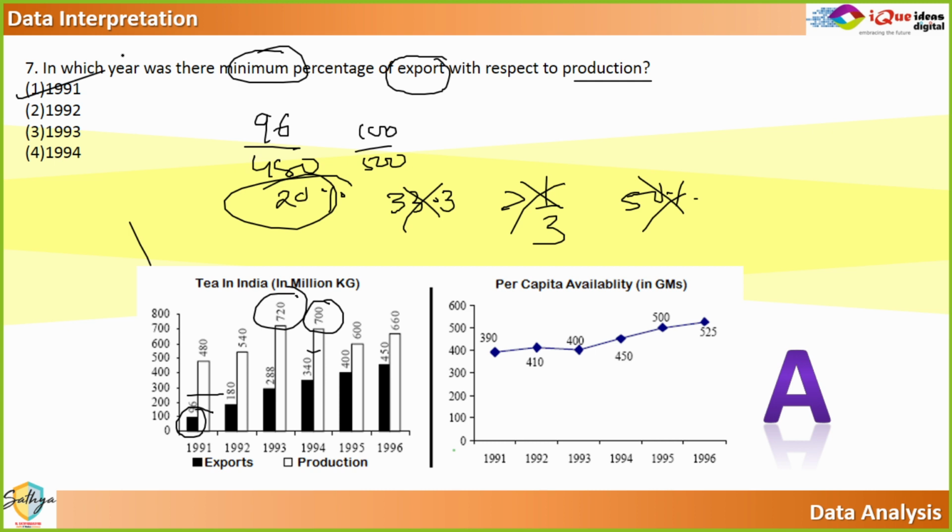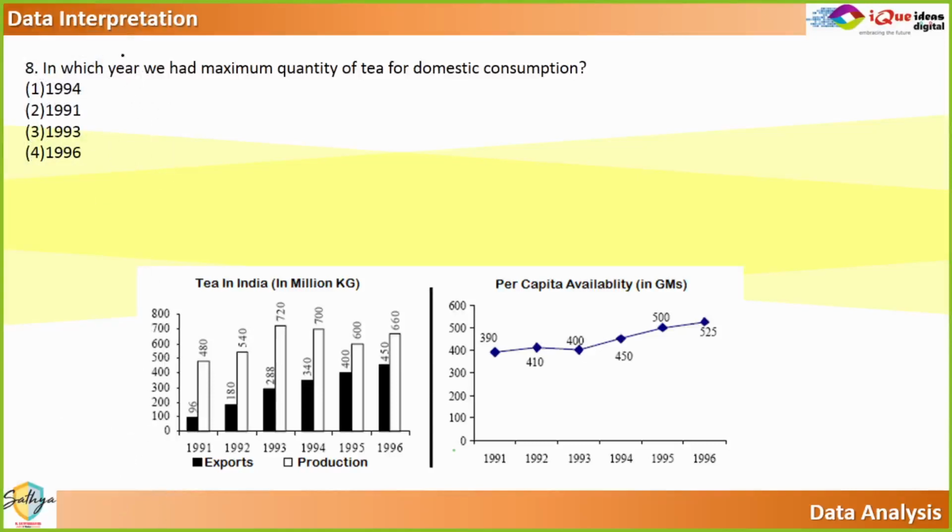Did everybody get this one? Right. Next. In which year did we have the maximum quantity of tea for domestic consumption?